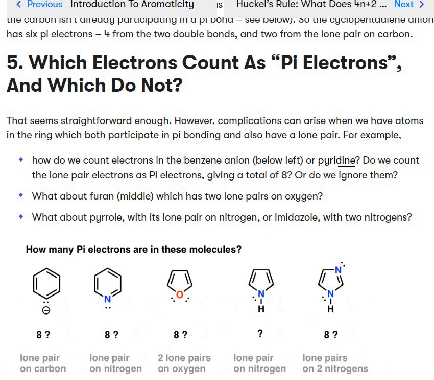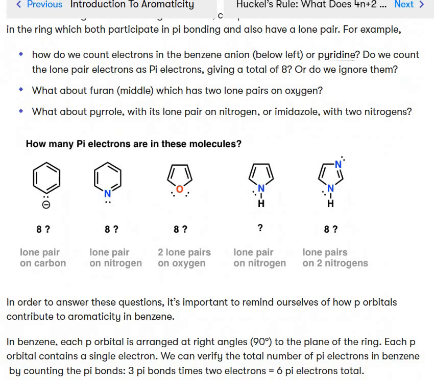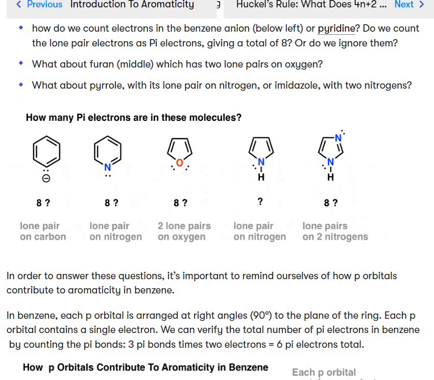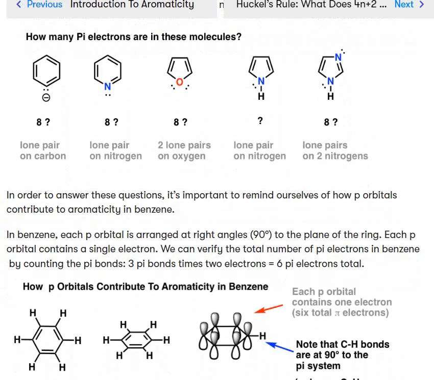So what about furan, which has two lone pairs on oxygen? And what about pyrrole, which has a lone pair on nitrogen, or imidazole with two nitrogens? So how many pi electrons are in these molecules? Lone pair on carbon, lone pair on nitrogen, 2 lone pairs on oxygen, lone pair on nitrogen, and lone pairs on two nitrogens.